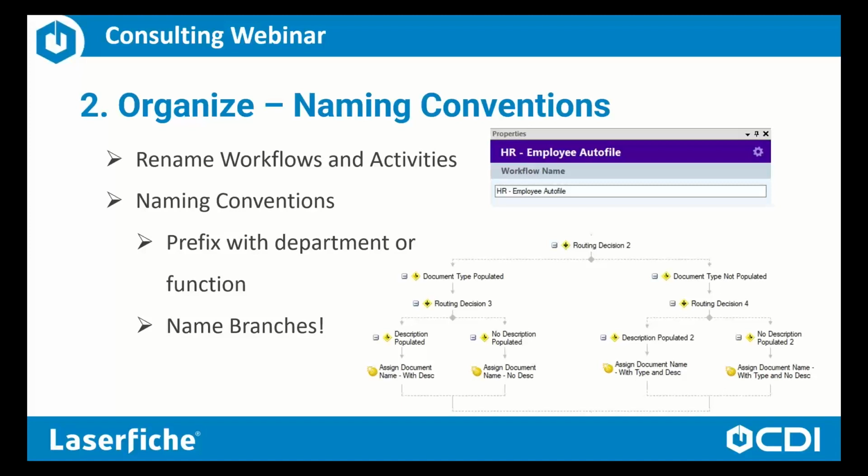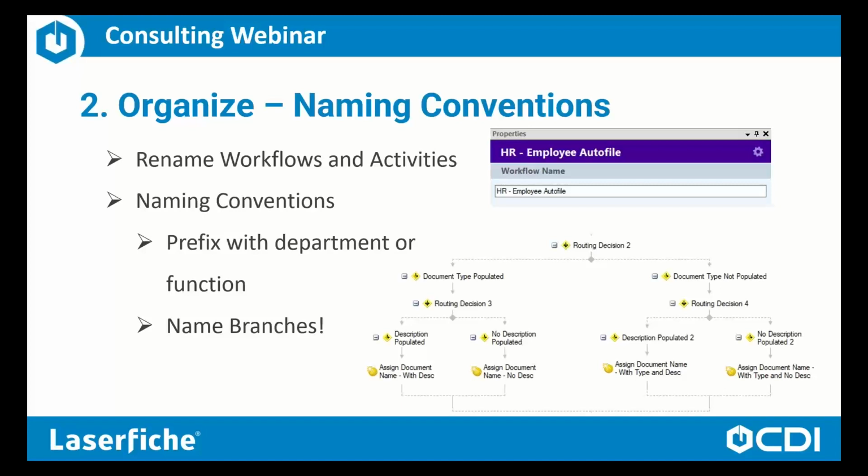If we follow our naming conventions and clean up our workflow, here we have our workflow name prefixed with HR, because this is for our human resources department, and this is the employee autofile workflow. Our token activities have been renamed with a prefix of assigned document name, and each of those has a description of what we're actually assigning that document name with. So we have with our description, with no description, with a type and description, or a type and no description.